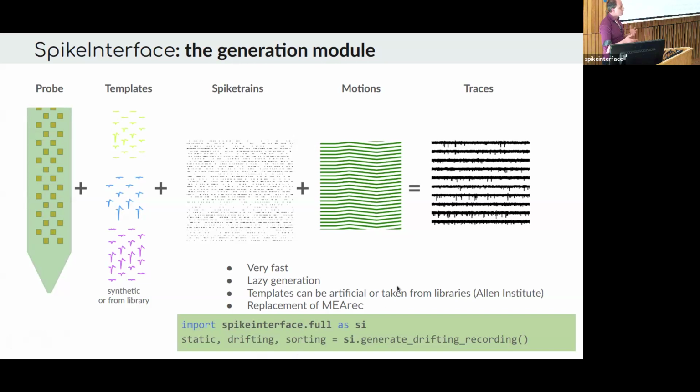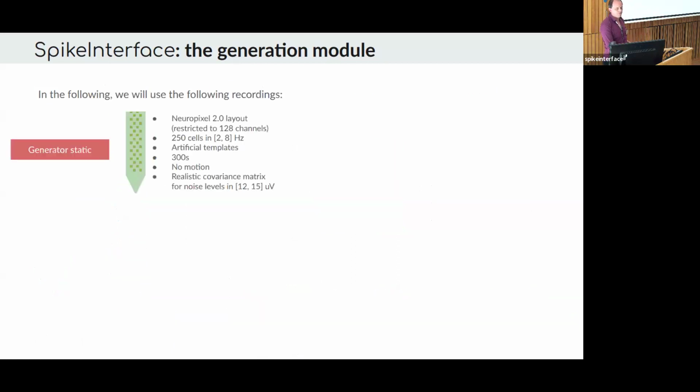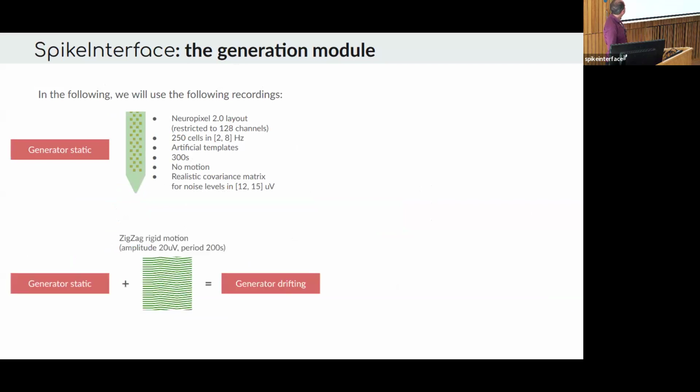So if you want to assess how good you are at sorting static or drifting recordings, depending on the type of drift, we'll go for that. In all the following, when I talk about a static recording, I will mostly refer to a Neuropixels 2 layout, restricted to 128 channels, because for benchmarking the algorithms, it's enough. With 250 cells with 2 to 8 hertz firing, artificial templates, 300 seconds, no motion, and the generator now has also some realistic covariance for the noise level and so on.